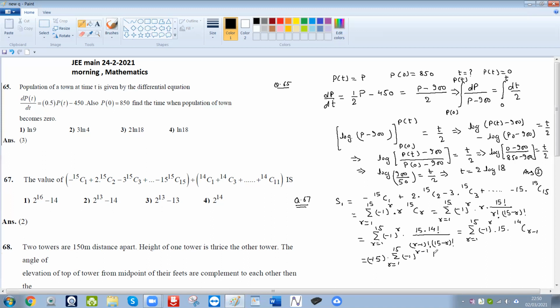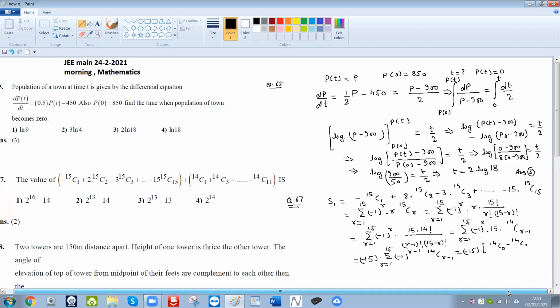This term is simply 14C(r-1). So if I write down each term of this expression, when I put r equal to 1, this one becomes 1 itself, minus 1 raised to the power of 0, 1. And I will have 14C0 as the first term.